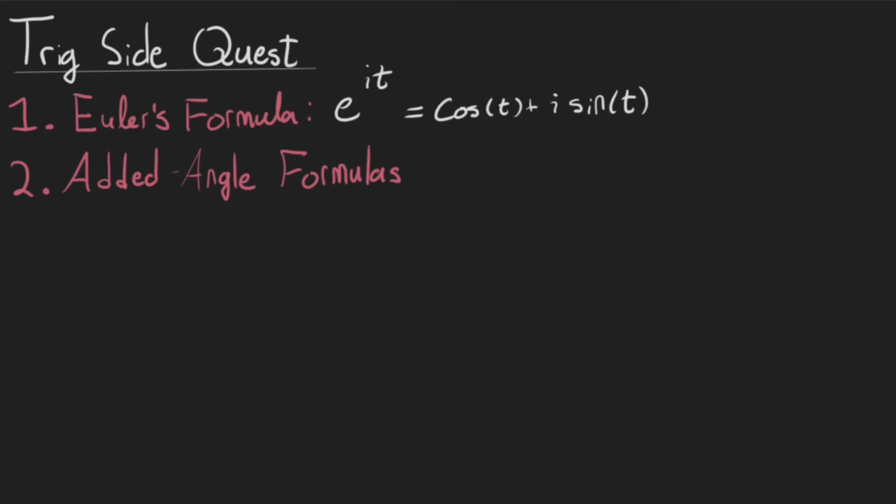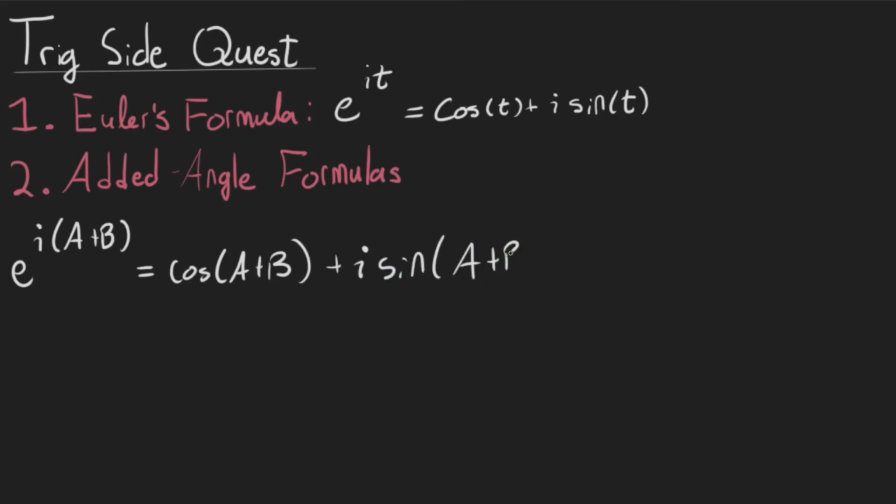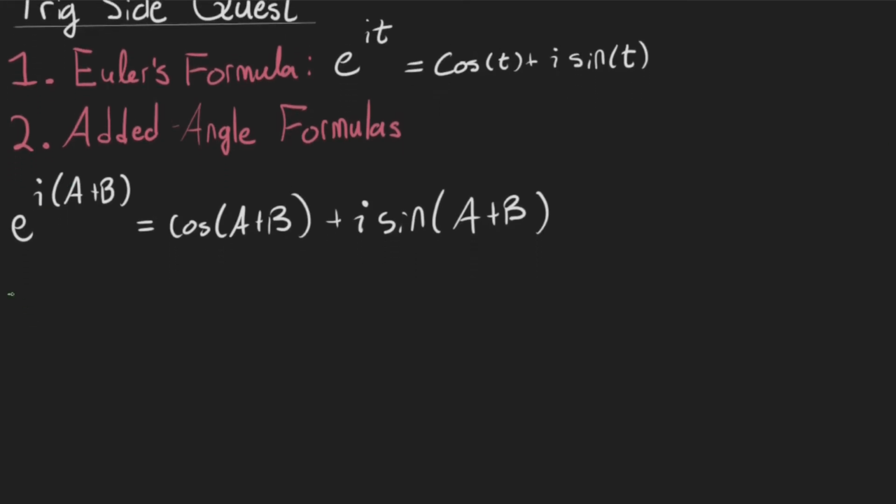So now instead of t, we can use the sum of two angles a and b, right? So we see e to the i times a plus b has to equal cosine of a plus b, times i times the sine of a plus b. This is just by Euler's formula. We can also manipulate this side of the equation, right? Because we also know that this has to equal e to the ia plus ib, which is the same thing as e to the ia times e to the ib, right? Because adding powers is the same as multiplying by the same base.